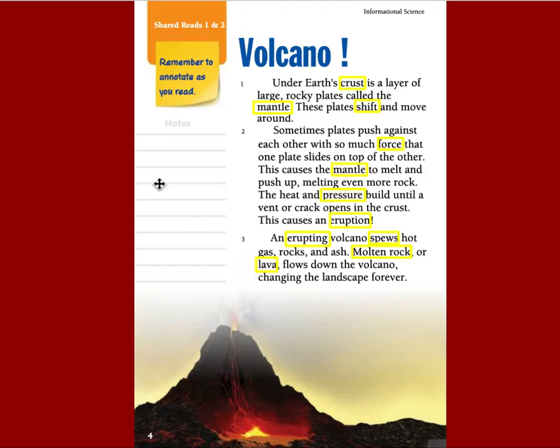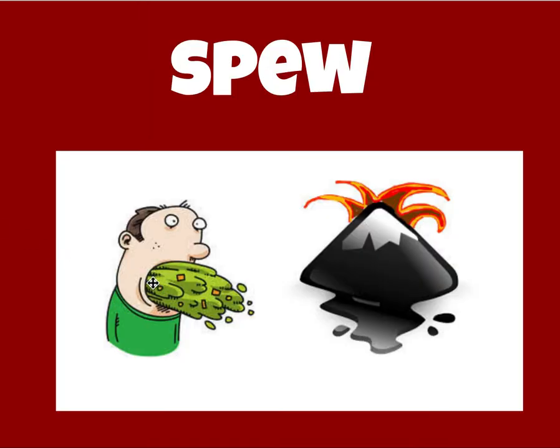Eruption is when the volcano actually erupts and it spews out the water. Is it water? No, it's lava. Spews. I said that in the sentence. What does spew mean? Spew means to come out. So this guy is spewing. He's throwing up. But it means to come out. So the volcano spews lava or magma from the inside. It spews.